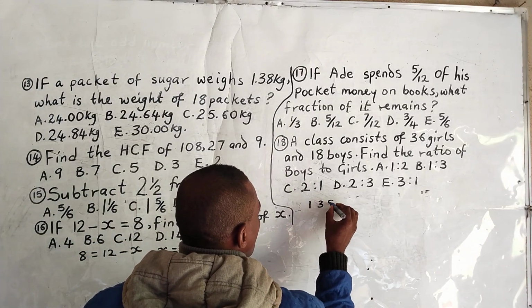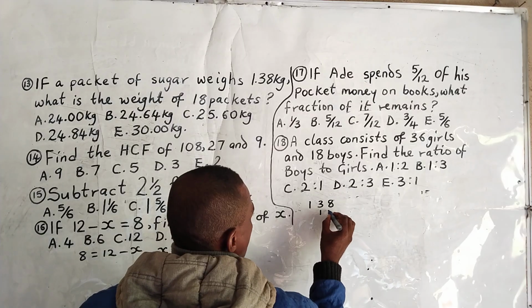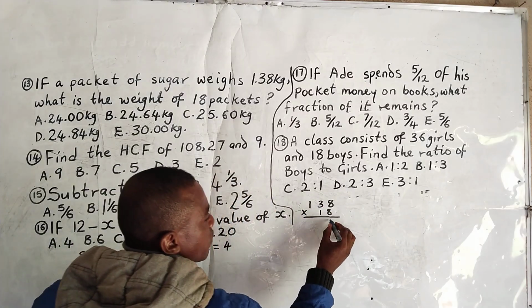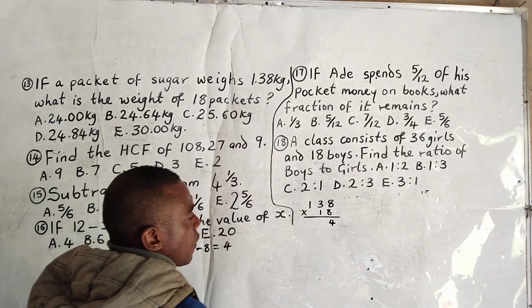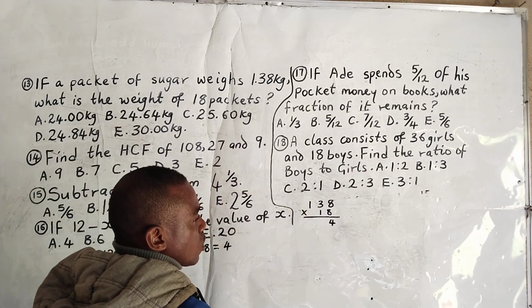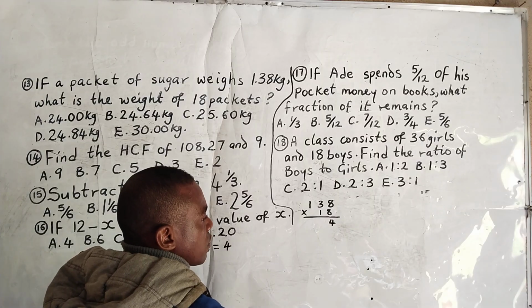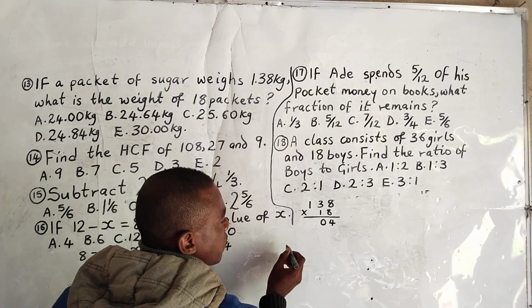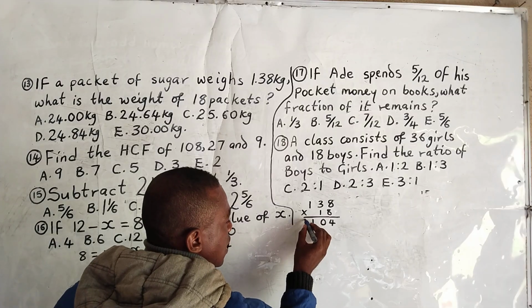First of all, we will ignore the decimal point. Multiply by 18. 8 multiply 8 will give us 64. I will write 4 and carry 6. 8 multiply 3 will give us 24. 24 plus 6 will give us 30. I will write 0 and carry 3. 8 multiply 1 will give us 8 plus 3, it will give us 11.